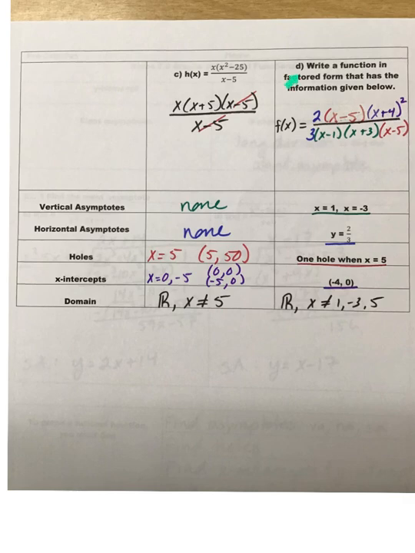All right, so D is a little bit different. Write the function in factored form that has the information given below. So we're given this bit of information, and we need to always fill in all the details. So I looked at my asymptotes, I looked at my hole, and said my domain is all real numbers except x cannot equal 1, negative 3, or 5.